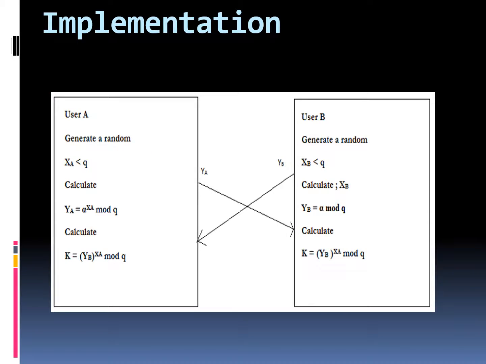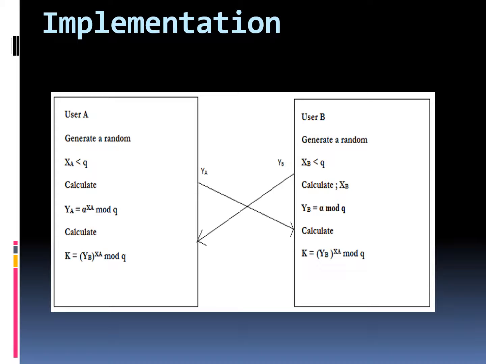In this, it is shown that user A selects a random integer XA which is less than Q and computes YA is equal to alpha power XA mod Q. Similarly, user B independently selects a random integer XB which is less than Q and computes YB is equal to alpha power XB mod Q.